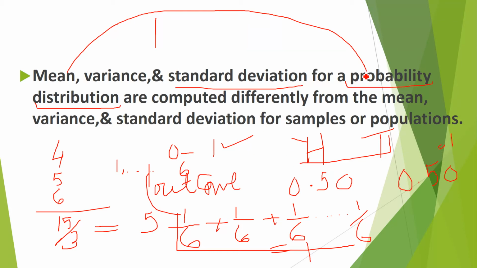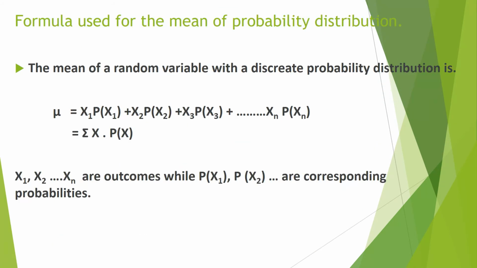In this lesson, you will learn how to calculate the mean for the probability distribution. In the next lesson, I will show you how to calculate the variance and standard deviation for the probability distribution. So the formula we will use in order to calculate the mean for the probability distribution is mu, because mu represents the mean. Mu is equal to x1 multiplied by probability of x1.